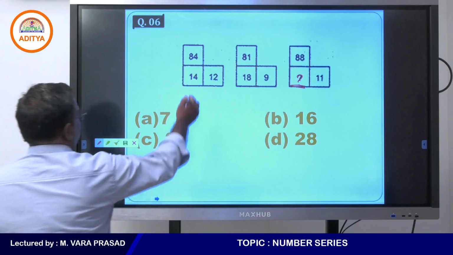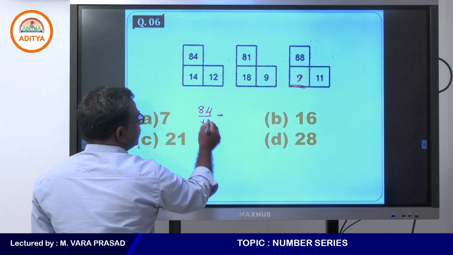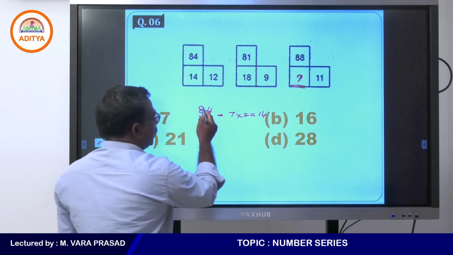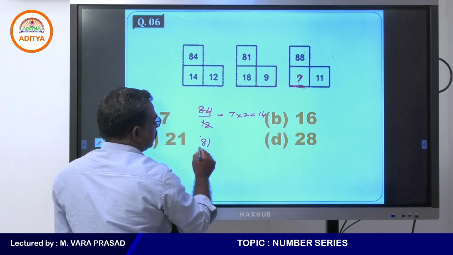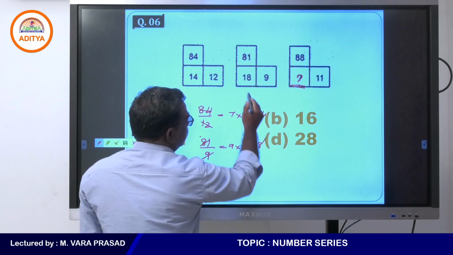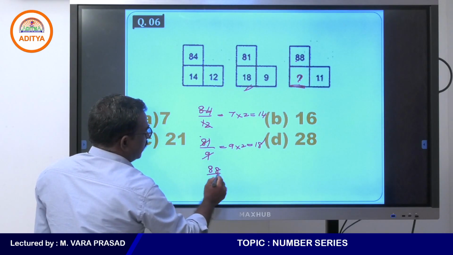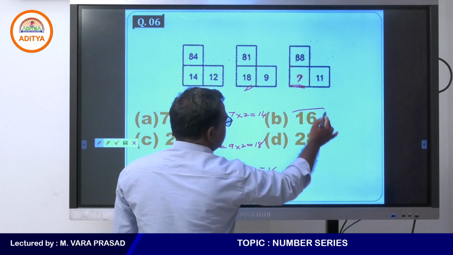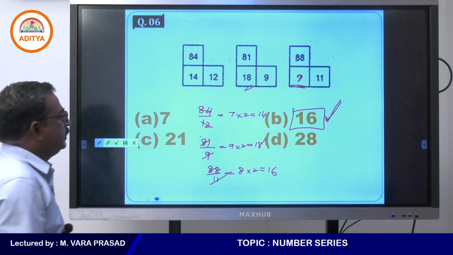I will tell you: 84 by 12, 12 sevens are 84. So into 2 will give 14, by 12 and into 2. The same process if we take here 81 by 9, that is 9. Into 2 is 18, yes. The same process 88 by 11 means 8, into 2 is 16. Many of you retained 16, right? Whoever gave the answer, all of them retained 16.